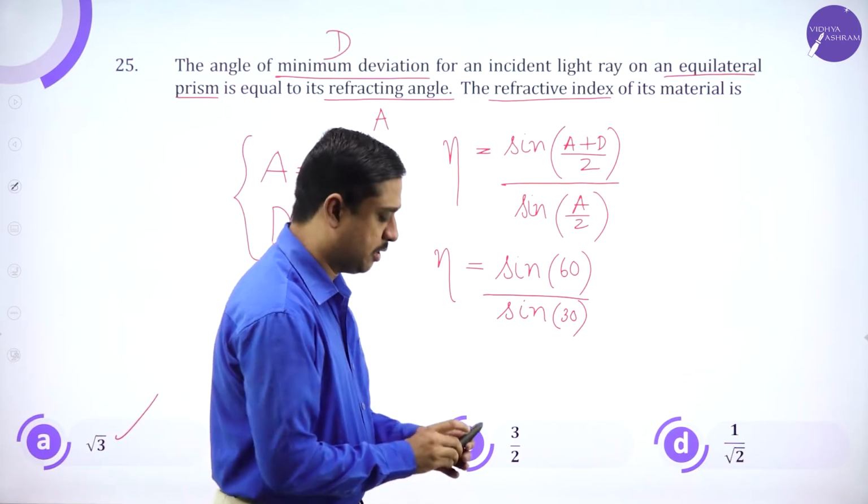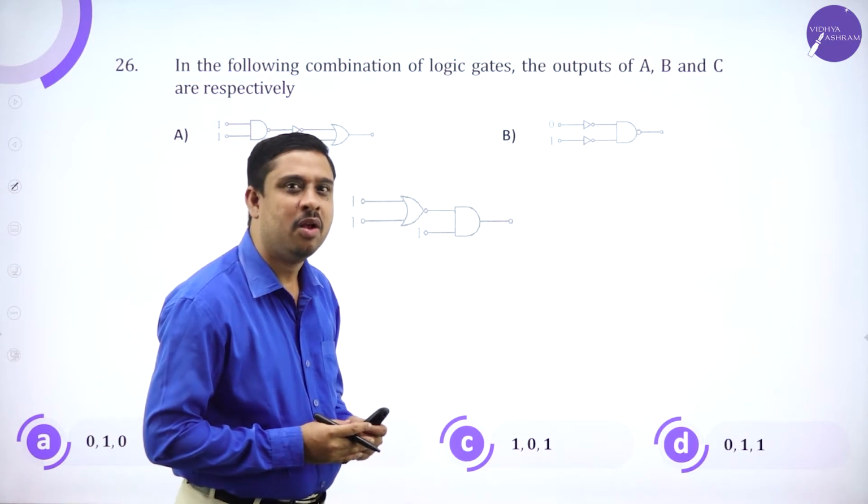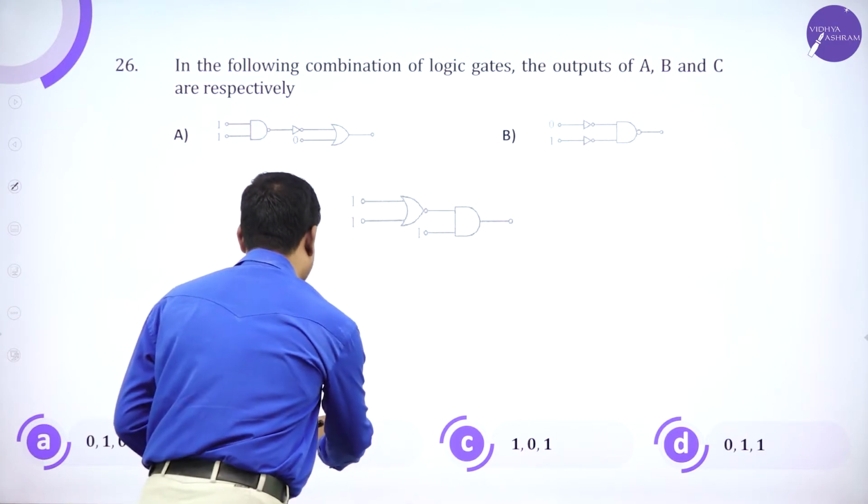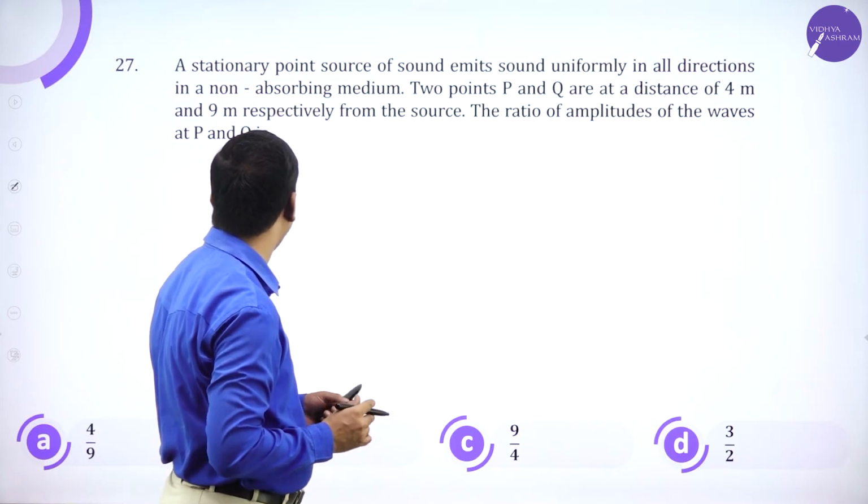The next one, students, is already simple, competent. The answer is 1, 1, 0.